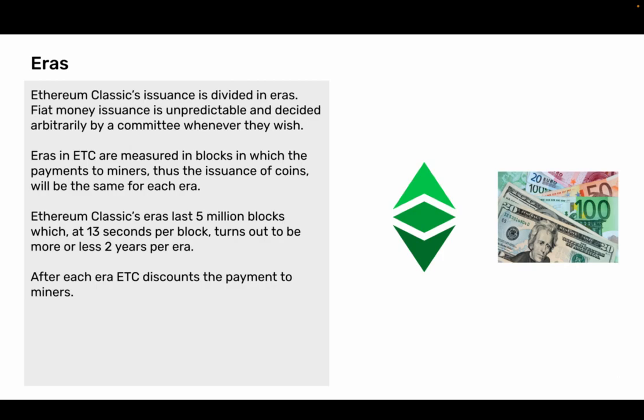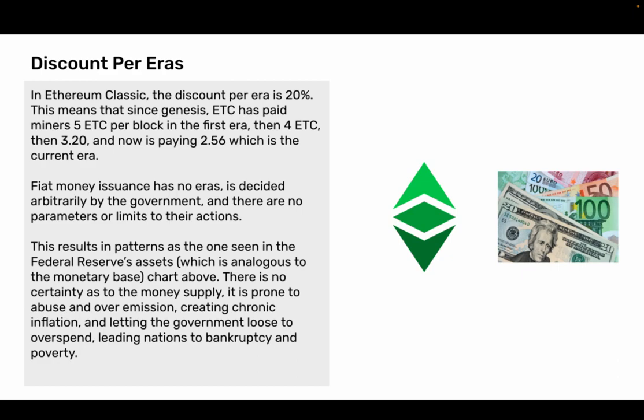After each era, ETC discounts the payment to miners. Discount per eras. In Ethereum Classic, the discount per era is 20%. This means that since Genesis, ETC has paid miners 5 ETC per block in the first era, then 4 ETC, then 3.20, and now is paying 2.56, which is the current era.